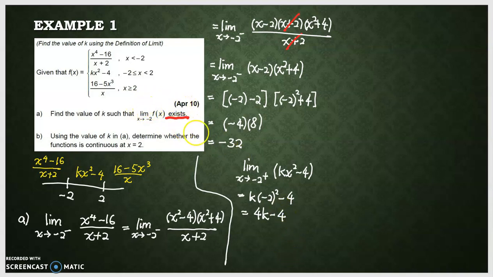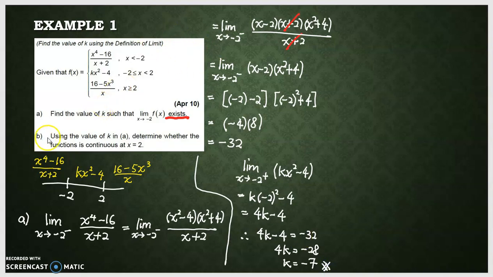As we learned before, in order for a limit to exist, the left hand limit must be equal to the right hand limit. Therefore, 4k minus 4 must be equal to negative 32. 4k must be equal to negative 28. k is equal to negative 7. So this is our first answer, the value of k, which is negative 7.